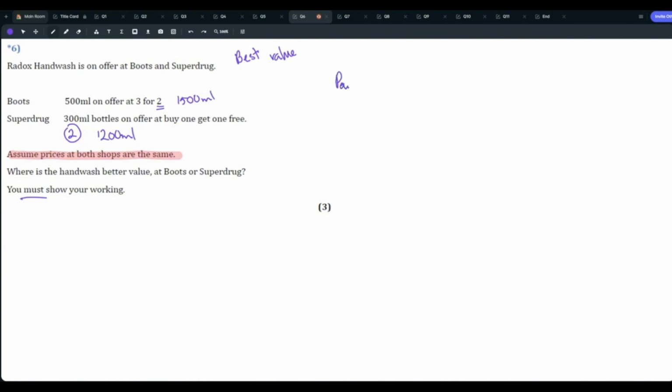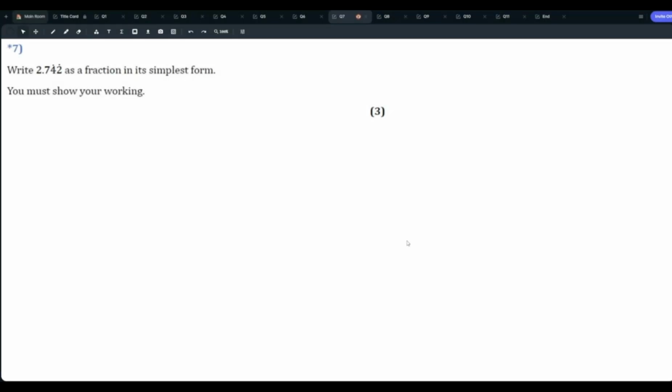So paying for 2, and then what we have is Boots, it's 1500 millilitres. Okay, 4 that are paid amount, and Superdrug, 1200 millilitres for the paid amount, which is 2. So in that case, Boots is better value. And that's done.